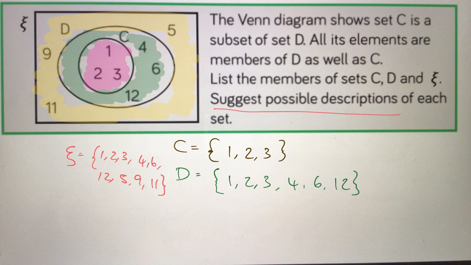So it also says, suggest possible descriptors of each set. So C can be consecutive integers less than 4, more than 0. D can be factors of the number 12. And I'll let you see if you can think of a term which describes our universe.